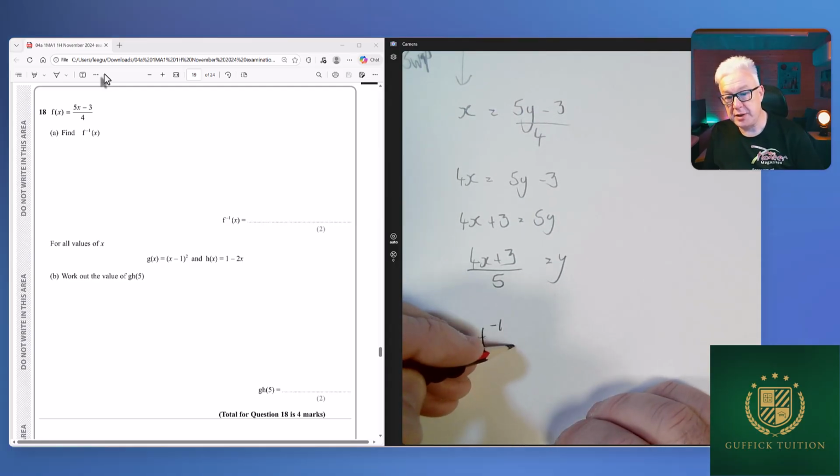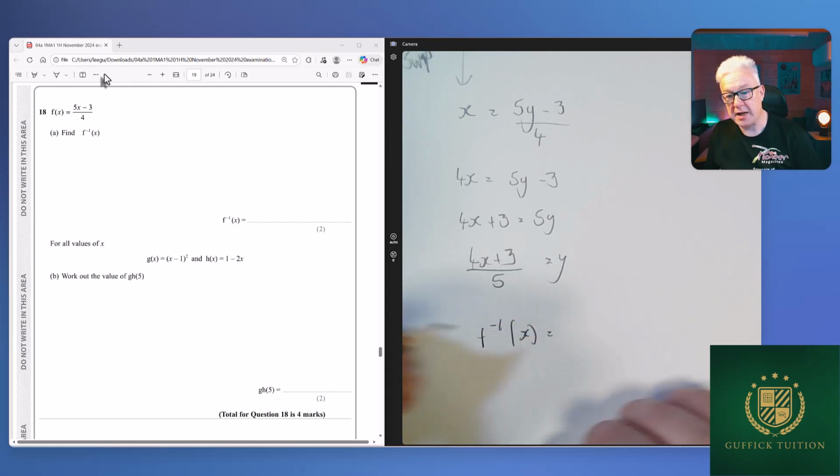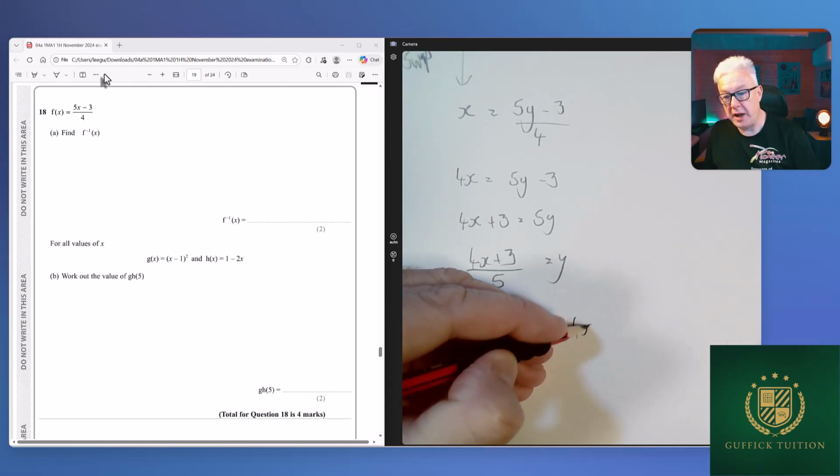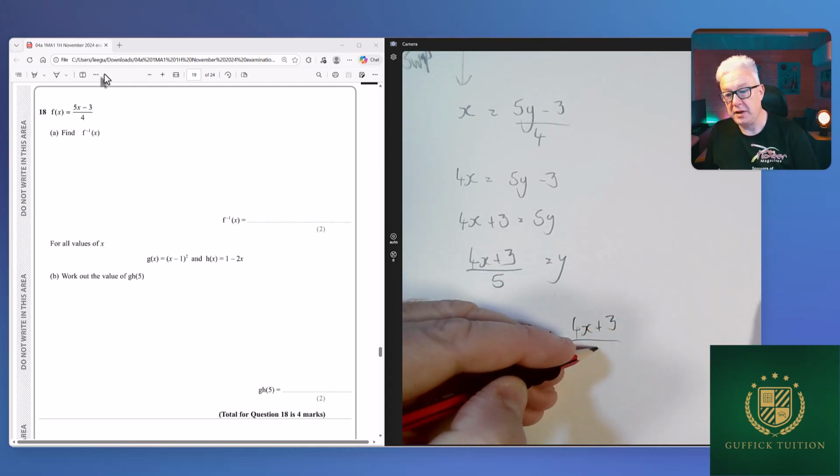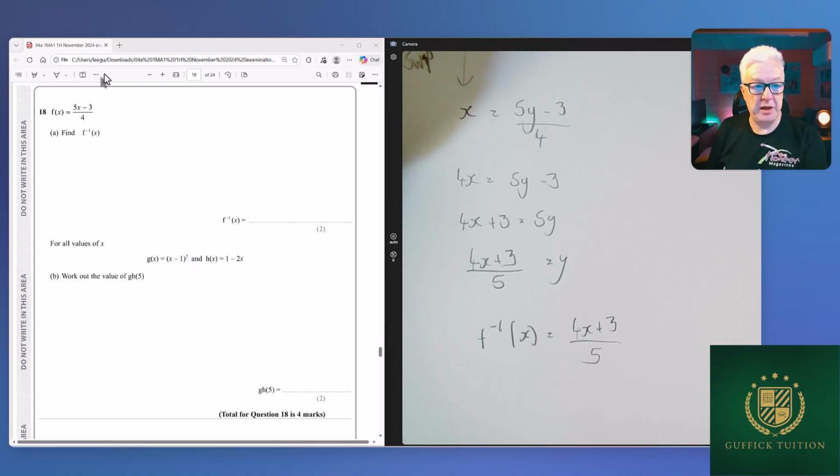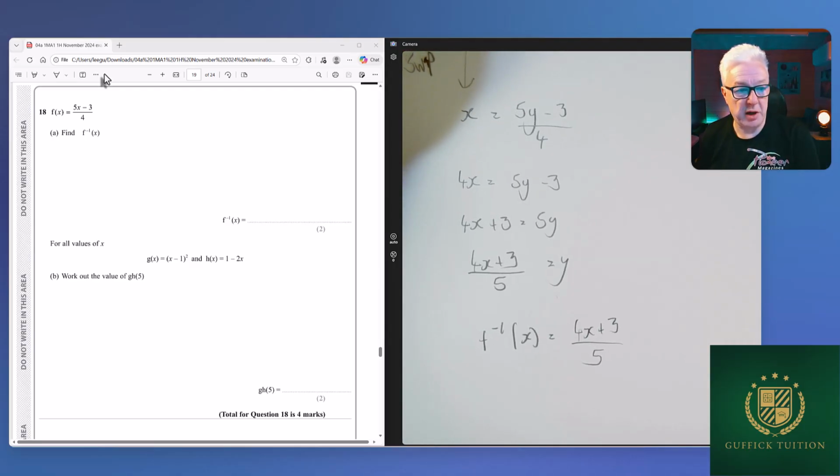So we write, this is the notation, f to the minus 1 of x is equal to (4x add 3) over 5. And that's how I think you should find an inverse. So that's part A done for 2 marks.